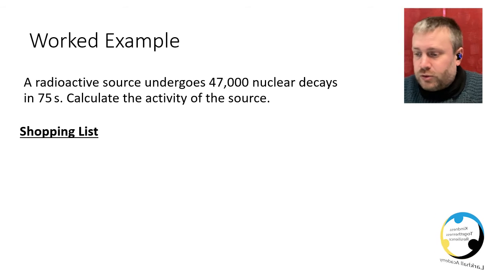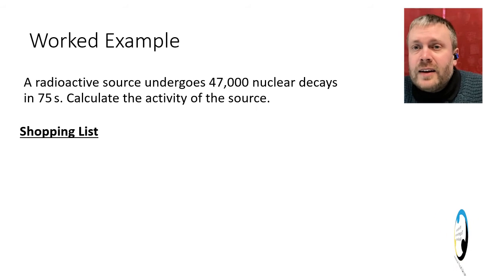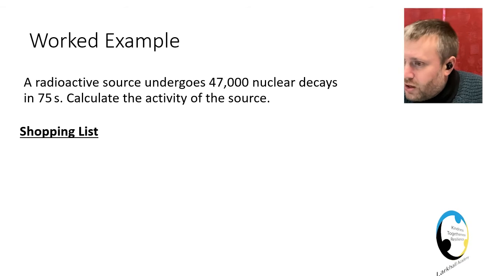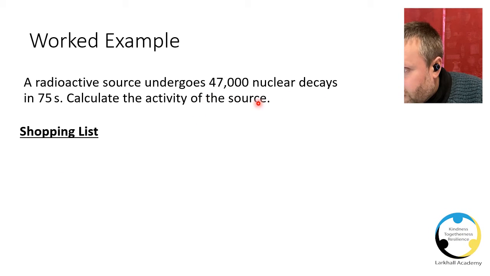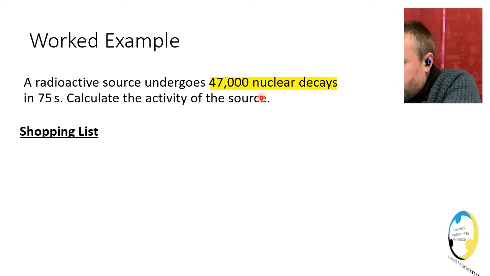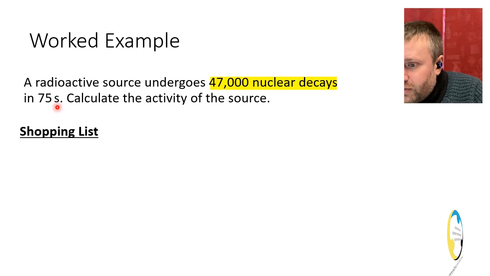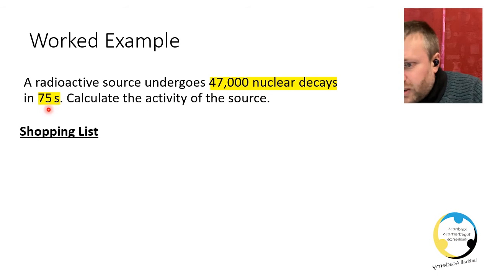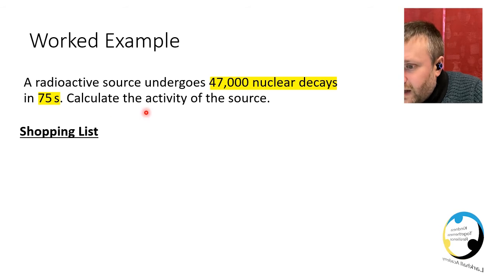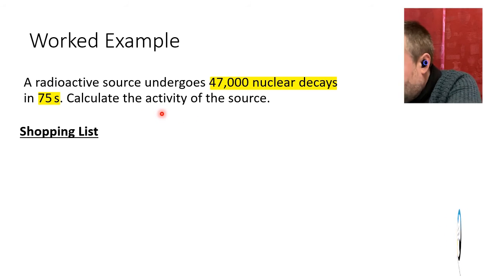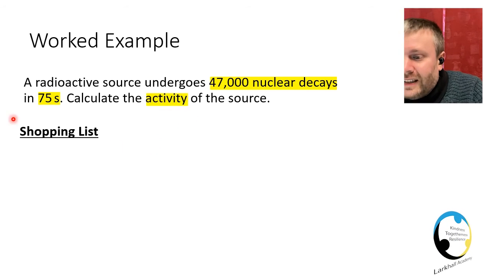Remember, we do our shopping list. So what I'm going to do is highlight the important information that's given to us in the question. So here we have 47,000 nuclear decays. So let's highlight that information there. We have 75 seconds. That looks like it might be important, so we'll highlight that there. And then it's telling us here to calculate the activity. So let's highlight that then.